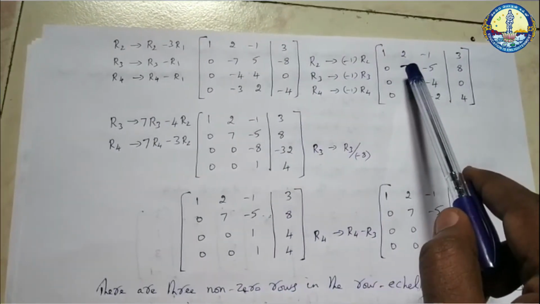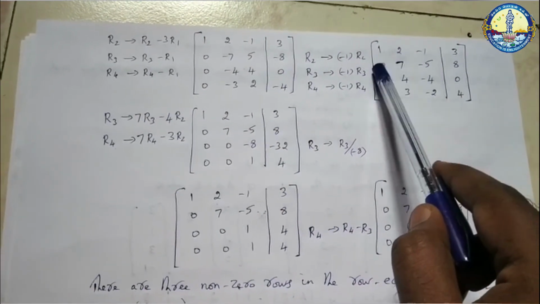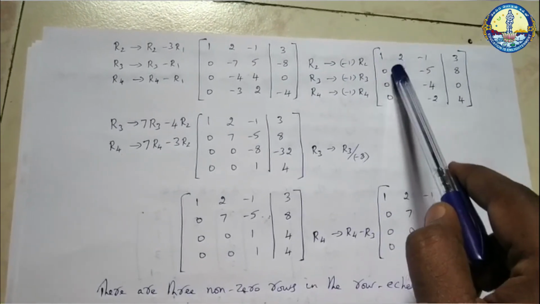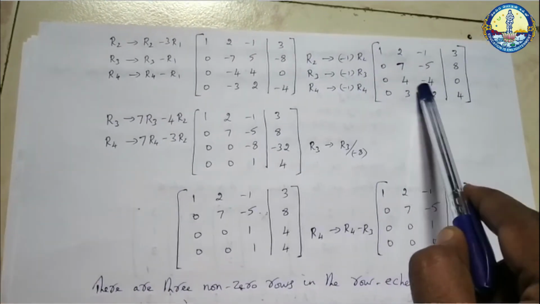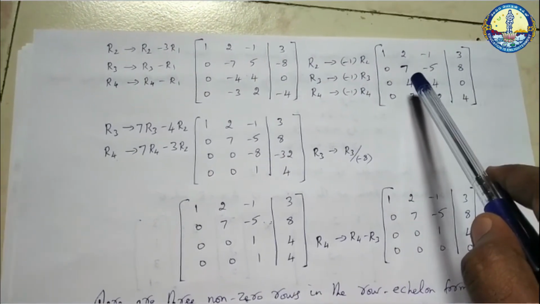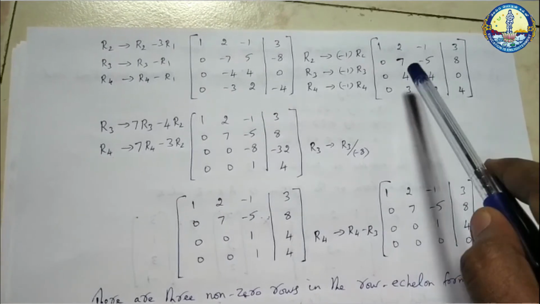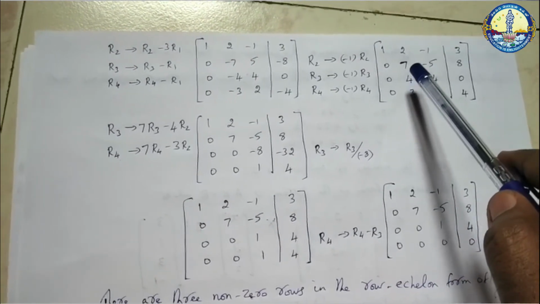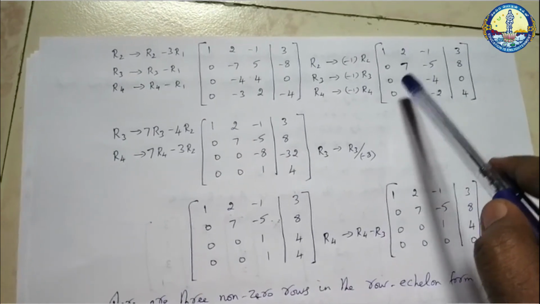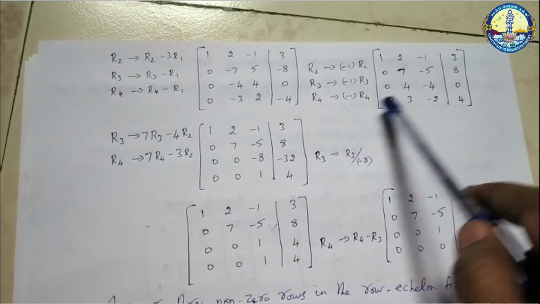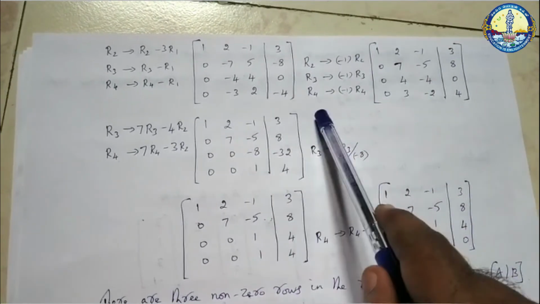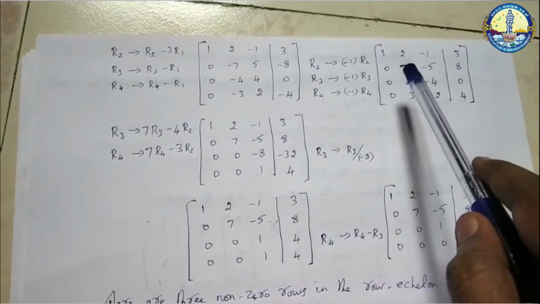The next step: the first non-zero element in row 2 is 7. In this row 2, this is the first non-zero element. We have to make the entries below the 7 to be 0. So using R2 we have to make 4 and 3 as 0. Obviously the common term is not there. So 7 4s are 28, 4 7s are 28. Multiply and subtract to get 0. Write R1 as it is, R2 as it is, then R3.